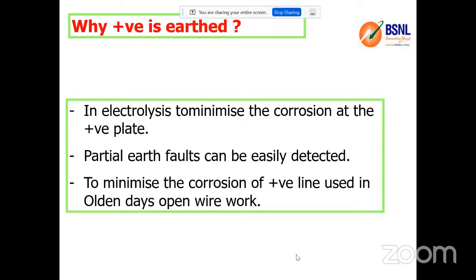So partial earth faults can be easily detected when the positives are earthed. Similarly, we can minimize the corrosion of positive lines used in the older line systems, that is, those exposed in the open wire system, like the telegraphs and other methodologies. So that is the reason that, out of the two polarities available in the batteries, we are earthing the positive. We are using only the negative terminal. That is the reason we say that in the telecom industry we are using only minus 48 volt DC.